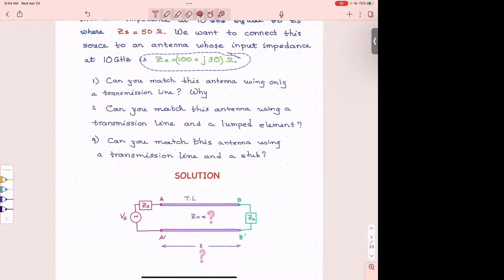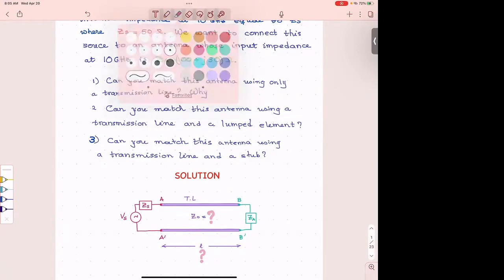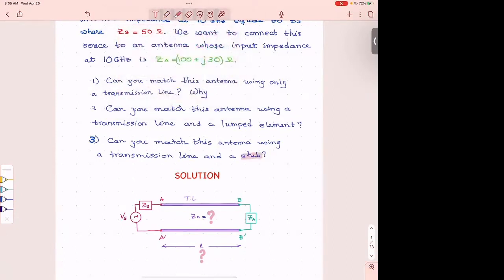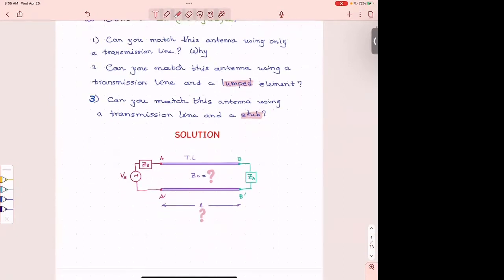Okay, and then, so that's second question. And then third question, I put four, whatever. A third question will be, can you match this antenna using a transmission line and a stub? And if you remember, the stub is a section of a transmission line that is either open at the end or short. That's what we call the stub. So you remember now the following definitions, which are important. The stub, you remember what it is, you should remember the lumped versus distributed, all right? These are some things that we are using.